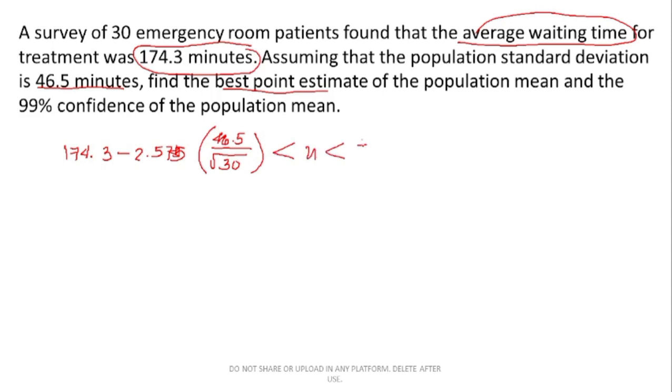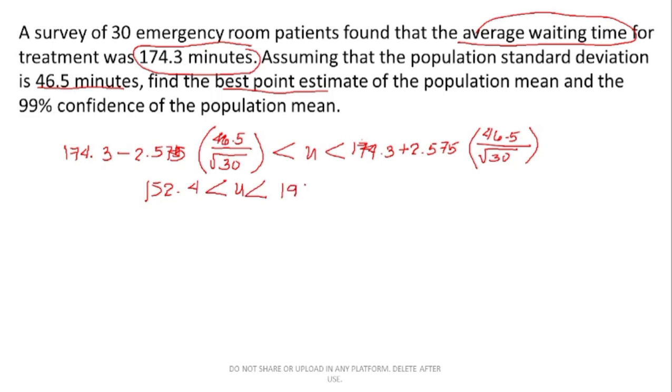And the other value would be 74.3 plus 2.575 times 46.5 all over square root of 30. So our value here would be 52.4 and 96.2. So these are the two values of our estimation.